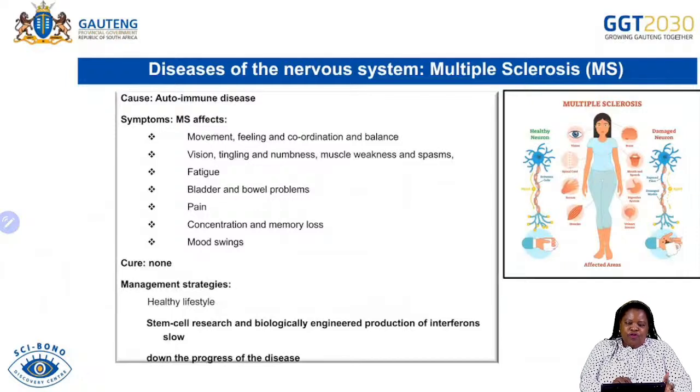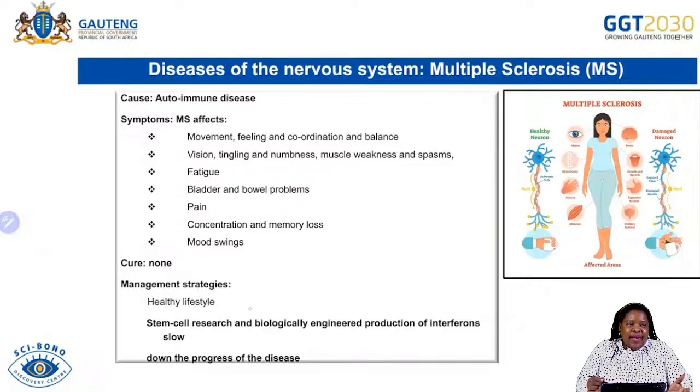Symptoms: movement, feeling, coordination and balance are affected. Vision, you cannot see clearly, tingling or numbness, weakness, fatigue, bladder and bowel problems. So when you have all of those symptoms, you need to consult so that you can verify whether this is a disease of the nervous system or not. Pain, those are some of the symptoms. The mood swings are some of the symptoms. Cure for MS, there's no cure for that.